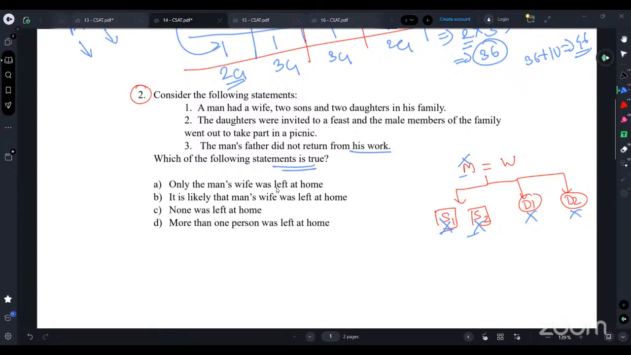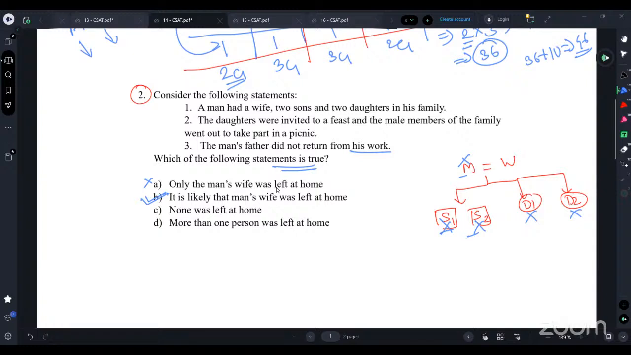So basically, which of the following statements is true, that we want to see. Only the man's wife was left at home, right? It is not necessary. We have not been given any typical information about the man's wife. So she can be home or she cannot be home. So option A is not definitely a correct answer. It is likely that the man's wife is left at home. So there is a possibility that the man's wife can be at home. So this seems to be the correct answer. So it is a possibility.